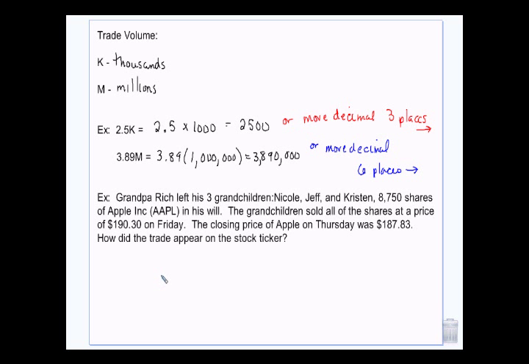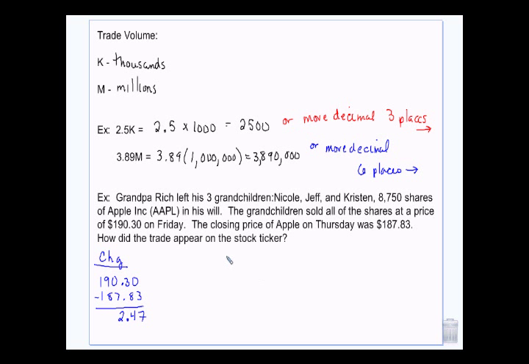Okay, so we want to create this ticker. We have 8,750 shares of Apple, and they're selling them for $190.30 on Friday, and on Thursday it was worth $187.83. So the first thing we need to find is the change. And that's $2.47. That's the change.